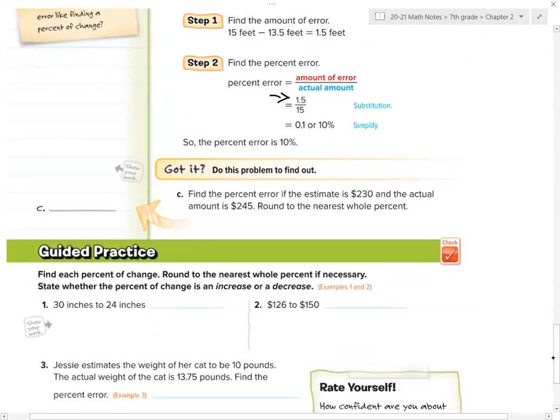Find the percent error if the estimate is $230 and the actual amount is $245. Round to the nearest percent. So what I would do here is I'd find the difference, 245 minus 230, which is 15.